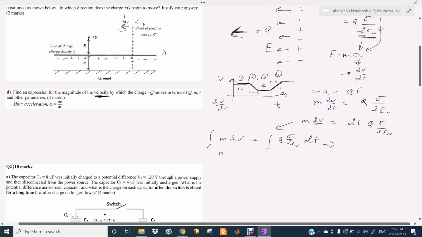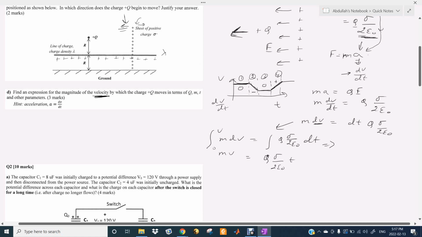The left side basically becomes mv, because if you take the integral from 0 to v, you have a variable v, and you plug in the values, it has to be mv. And the right side becomes sigma by 2 epsilon naught times qt, because you just have another variable. So this is q sigma by 2 epsilon naught times t.